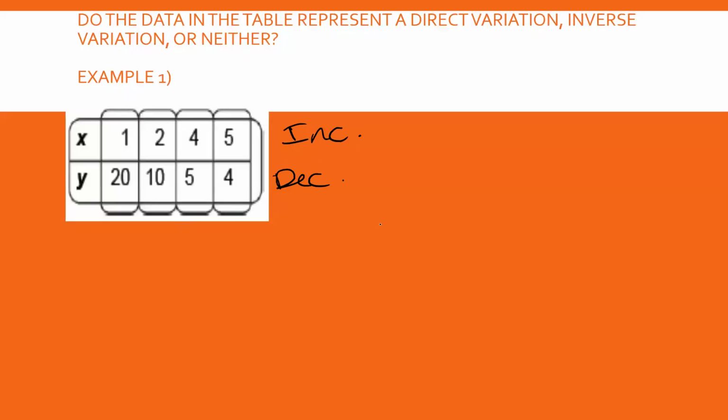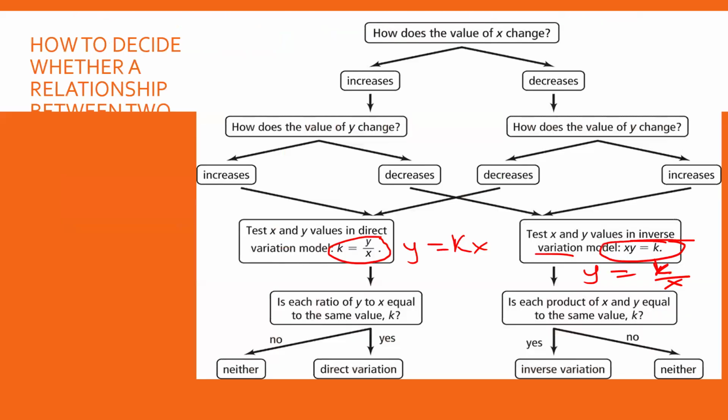Okay. Based on our chart, if my x's are increasing and my y's are decreasing, what path is that leading me down? So we have increase, and then we have decrease. So that leads us down to the inverse variation. Okay. Which means that we're going to check to see if it's an inverse variation by taking our x's times our y's and see if they have the same k value.